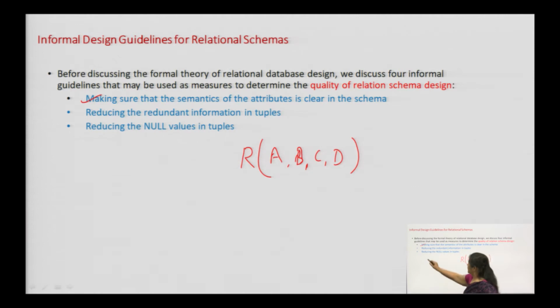The second important requirement is reducing the redundancy of information in the tuples. That is, there should be minimum redundancy in the tuples. Obviously, we may not be able to achieve zero redundancy, but it should be the minimum possible. And also, it is important to have the minimum null values in the tuples. So, for a good quality design of a relational schema, we need to consider these three properties, and when we study the design of the relational schema using normalization, we will focus on these three guidelines.